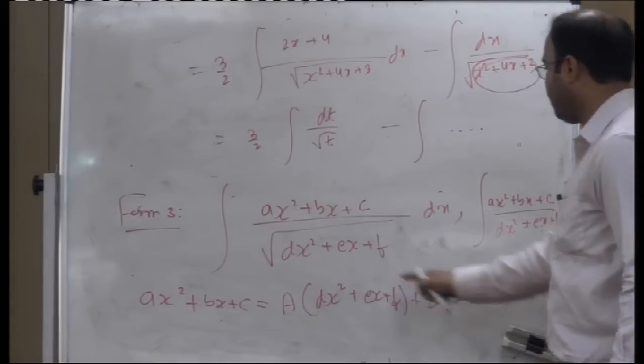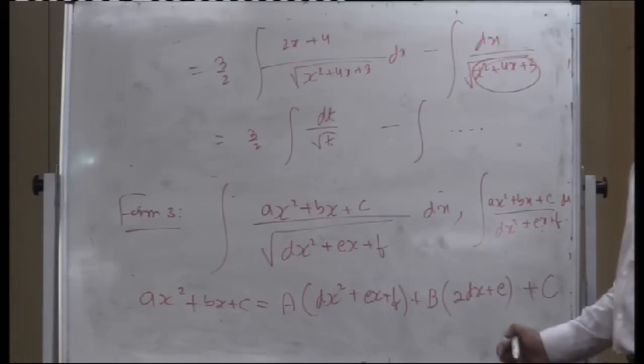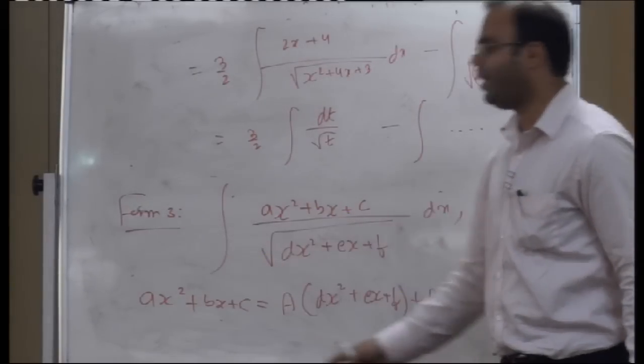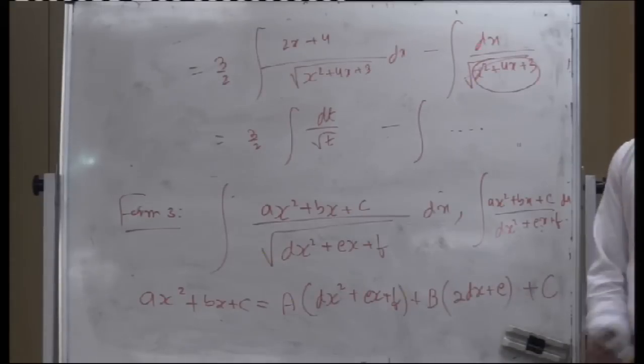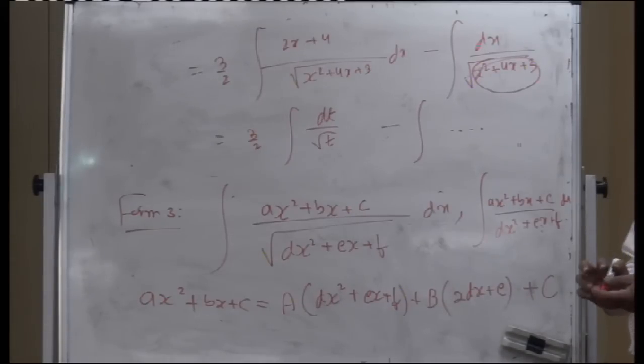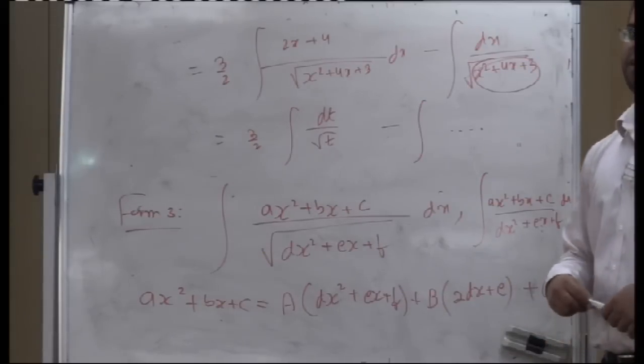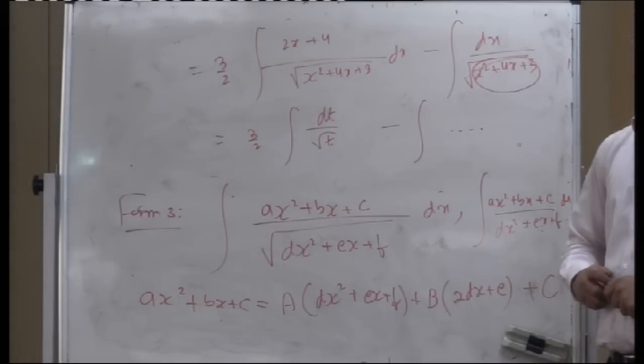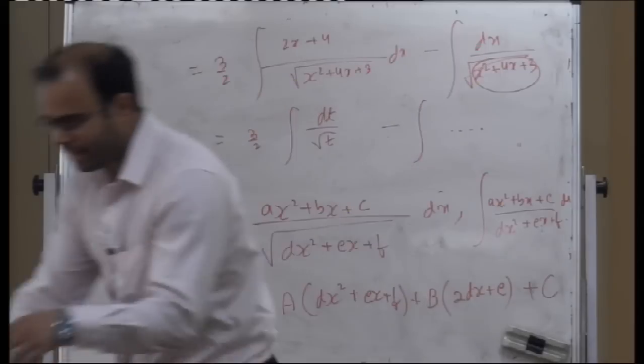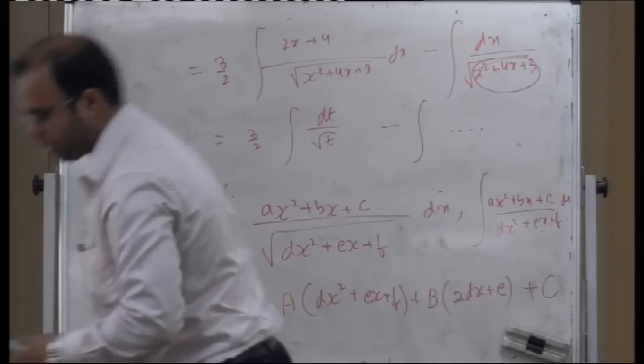This capital ABC we don't know, but we can find out by equating the coefficient of x square, the coefficient of x and the constant term. There is another method to find capital ABC: you can take any random value of x and make 3 equations and solve them. So we can do it like that as well. So let us see this question.